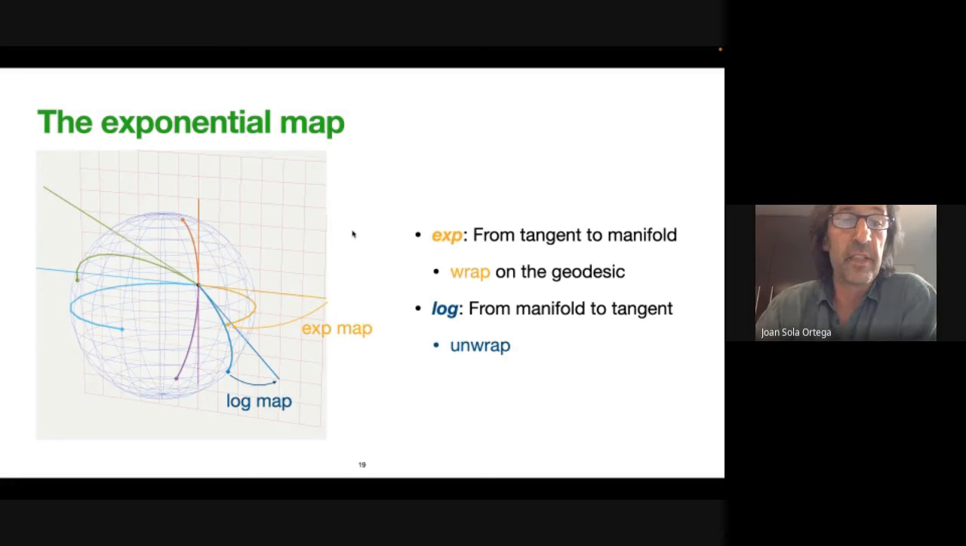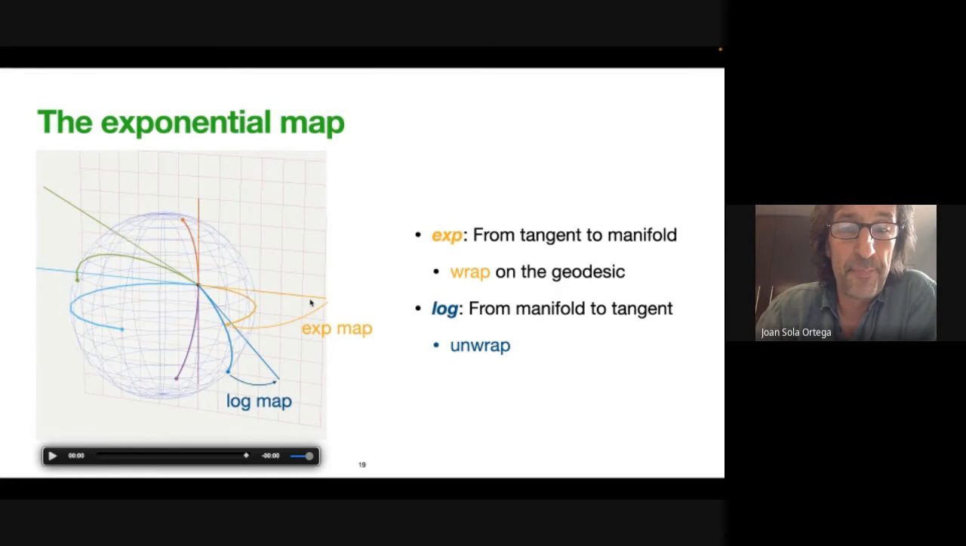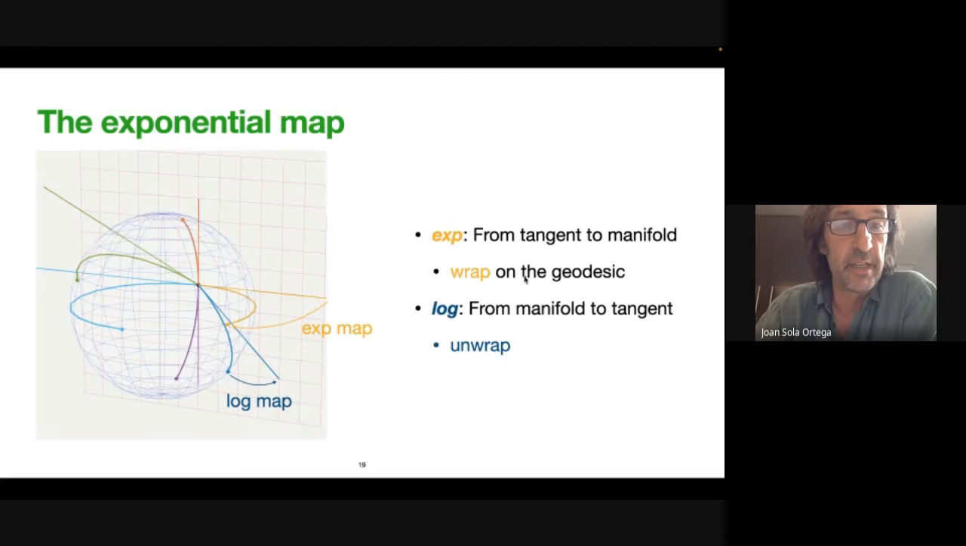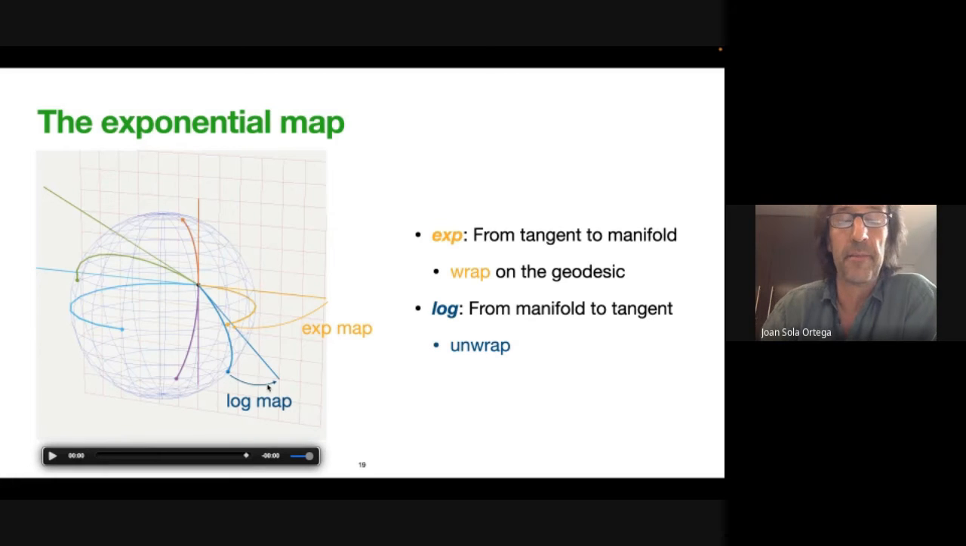As I said before, the exponential map allows you to map elements of the Lie algebra, a point here on the plane, into elements of the group by rolling this vector over the surface. Okay, we explained this before. Now we're going to see how this works. Exponential map goes from tangent to manifold, wrapping on the geodesic. The geodesic is this curve here. And the logarithmic map goes the other way around, the opposite way, from the manifold to the tangent space.